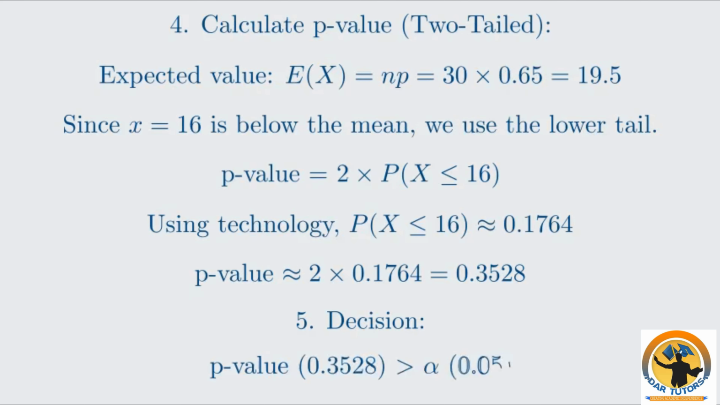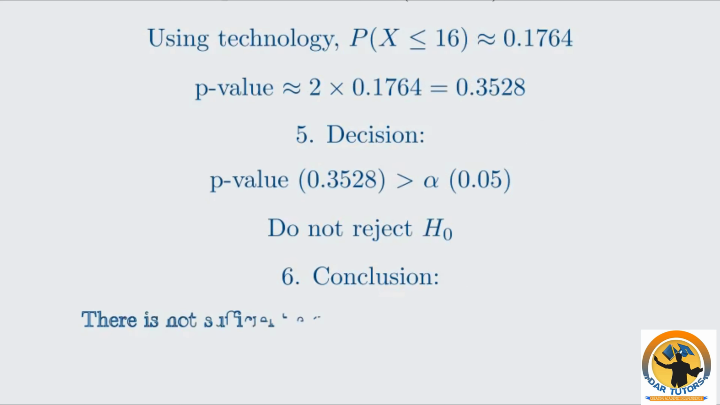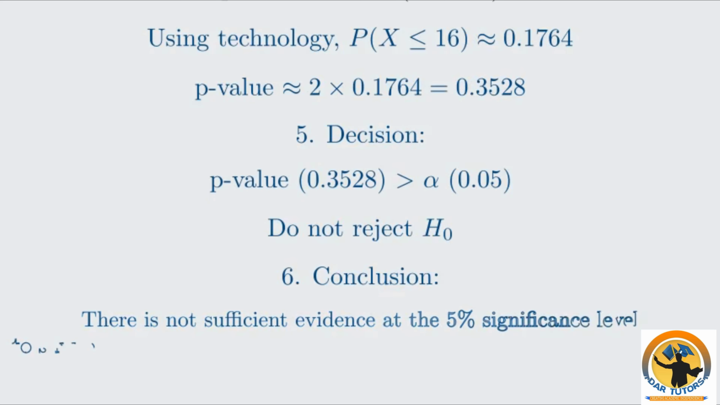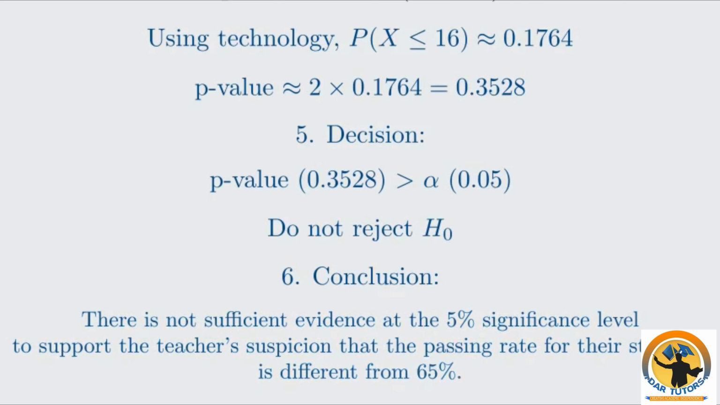Comparing this to our alpha, we see that the p-value of 0.3528 is much greater than our alpha of 0.05. Therefore, we do not reject the null hypothesis. The conclusion is that there is not enough evidence at the 5% significance level to support the teacher's suspicion that the passing rate for their students is different from 65%.